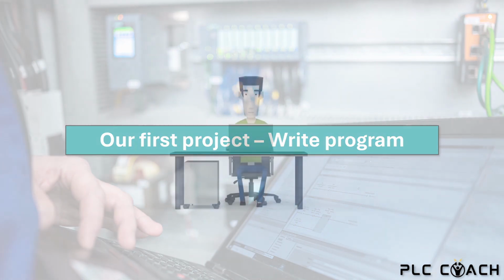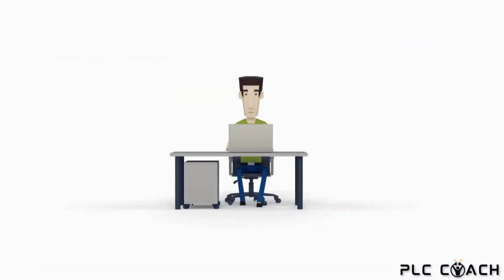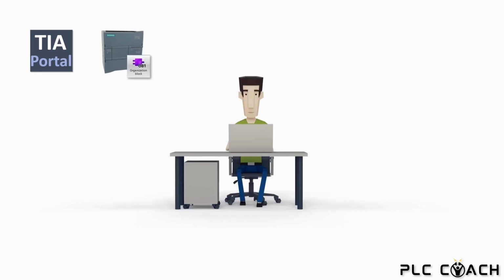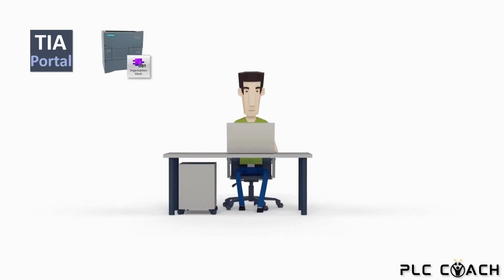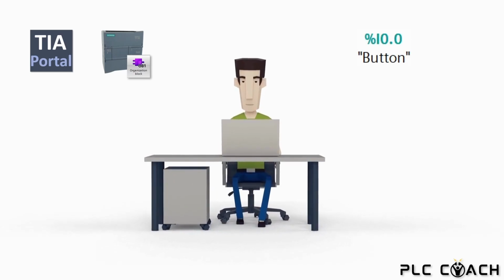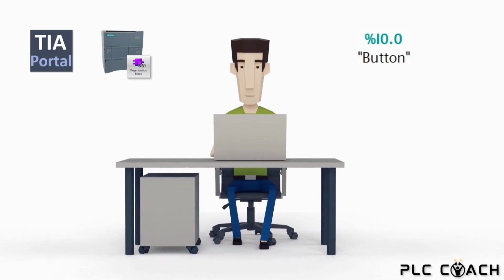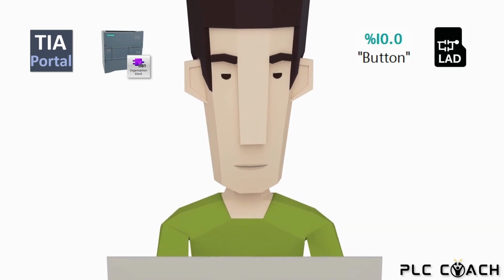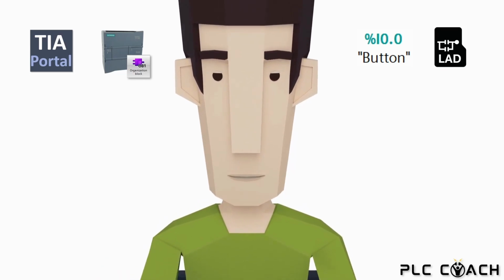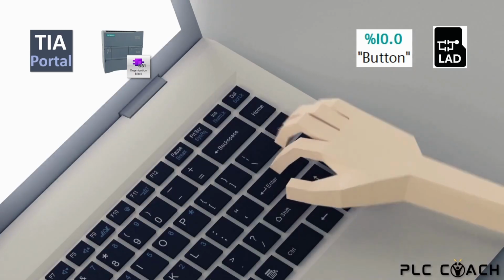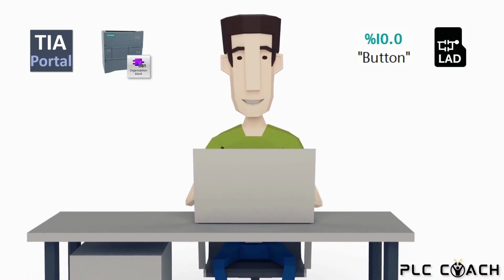Let's go! In the previous chapters, we have already learned a lot. We know now how to create a project. We know how to add a new device and that we can write the program in organization block 1. We also know that we need PLC variables for programming and which programming languages are available. Now it's time to get started with actual programming. Off we go into the TIA portal.